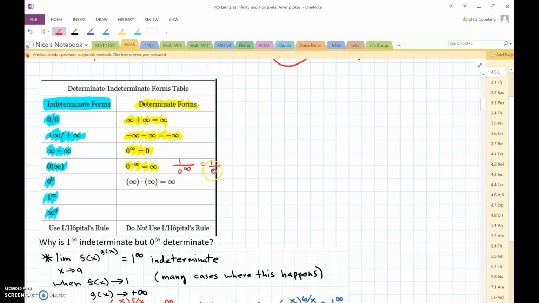This isn't really 0, it's getting closer and closer to 0, so this would be like taking 1 and dividing it by a really small number, which would become a larger number. Alright, if you get infinity times infinity, you can conclude that that is infinity.